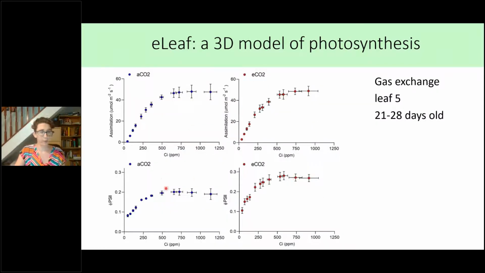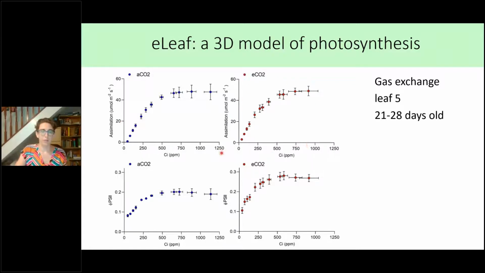And as I said, we've also done some gas exchange on these plants. So here we've got some A-Ci curves. So this is the internal CO2 of the leaf, plotted against the assimilation or photosynthesis. And we've artificially changed the CO2, and then we've measured the photosynthesis at the different levels. We've got our ambient grown plants here and our elevated grown plants.